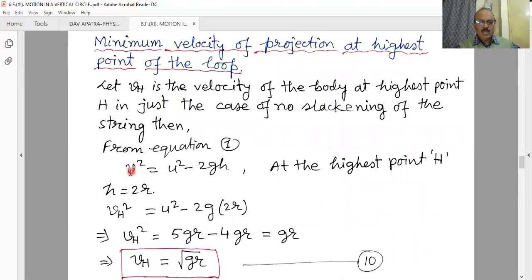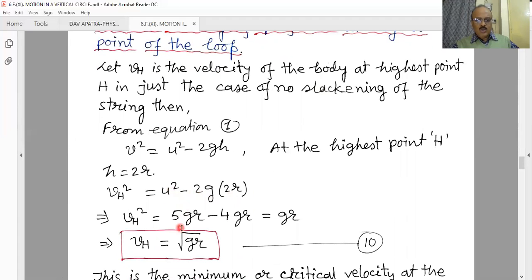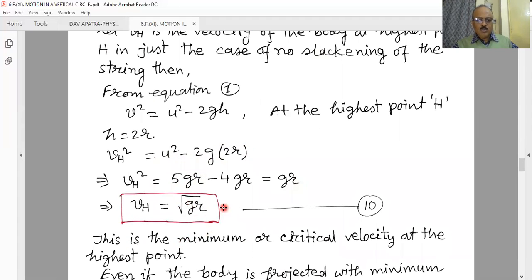Then from this equation we can write v square is equal to u square minus 2gh at the highest point H. Here h, the small h, is equal to 2r, that is the diameter of the circular path. So vh square is equal to u square minus 2g into 2r. And we know at the critical condition u is root over 5gr, therefore u square is 5gr, minus 4gr, that is vh square equals gr, therefore vh equals root over gr.